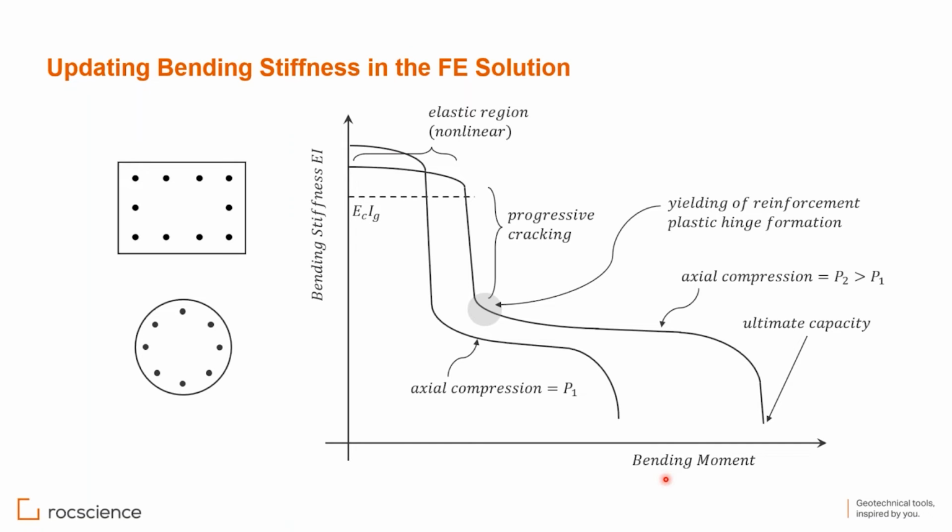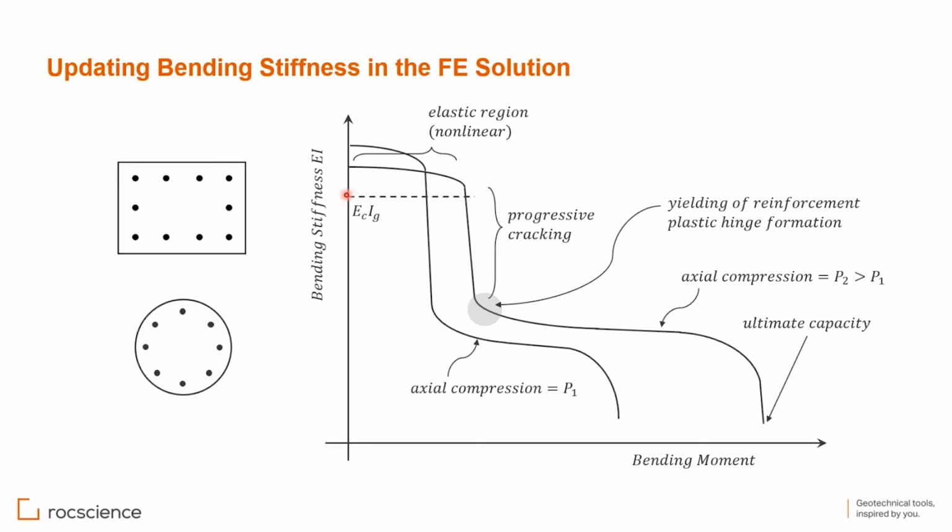One of the major benefits of using RSPile is that we update your bending stiffness in reinforced concrete during the finite element solution iterations. So depending on the bending moment, you have a different bending stiffness, changing with bending moment in reinforced concrete sections. And it also depends on how much the axial load is. If you have a higher axial load, you will see a different graph. If you have less axial load, you will see a different graph.